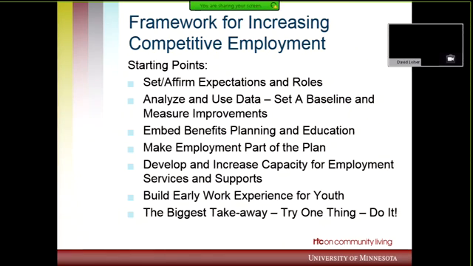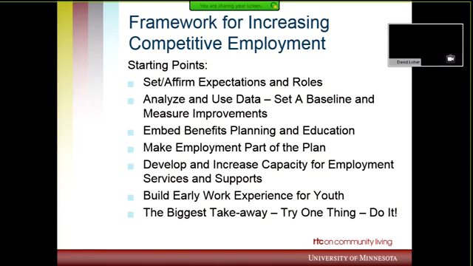How do we approach employment planning and competitive employment, and what are our expectations and roles in that? Analyzing and using data: setting baselines and measuring improvements. We could do that in a lot of ways, but set a baseline, measure improvement. Embed benefits planning and education. The notion of talking about benefits planning and where the resources are is fundamental to competitive employment planning.